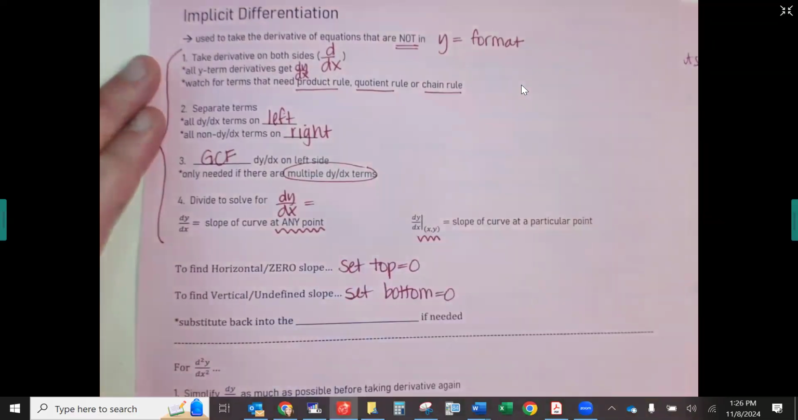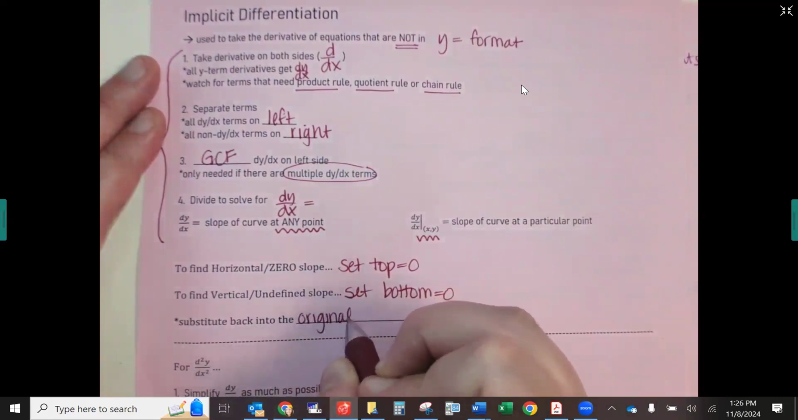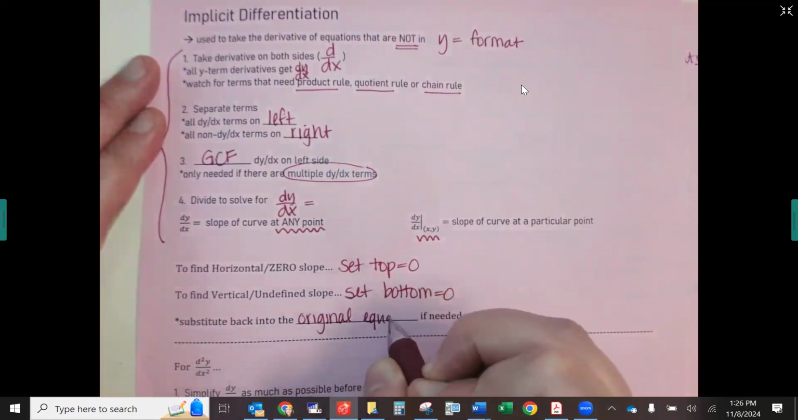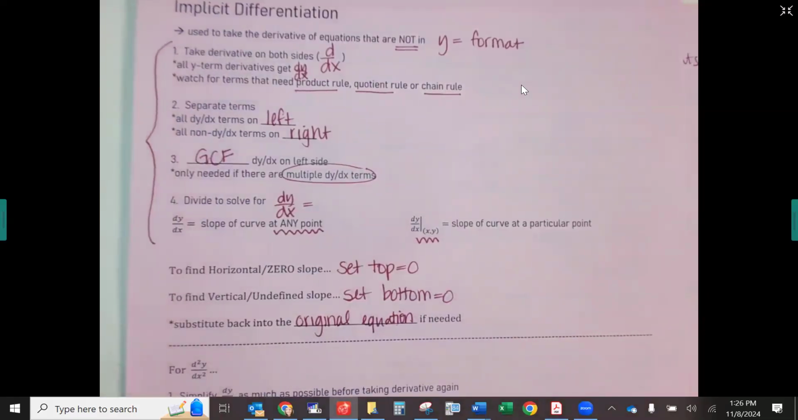Also remember that most of these questions are going to require you to do a substitution back into the original equation to solve. Now, it could be that you set it equal to 0 and you just get a number for x or a number for y. But most of these questions are going to require a substitution. And you'll see that on your quiz.